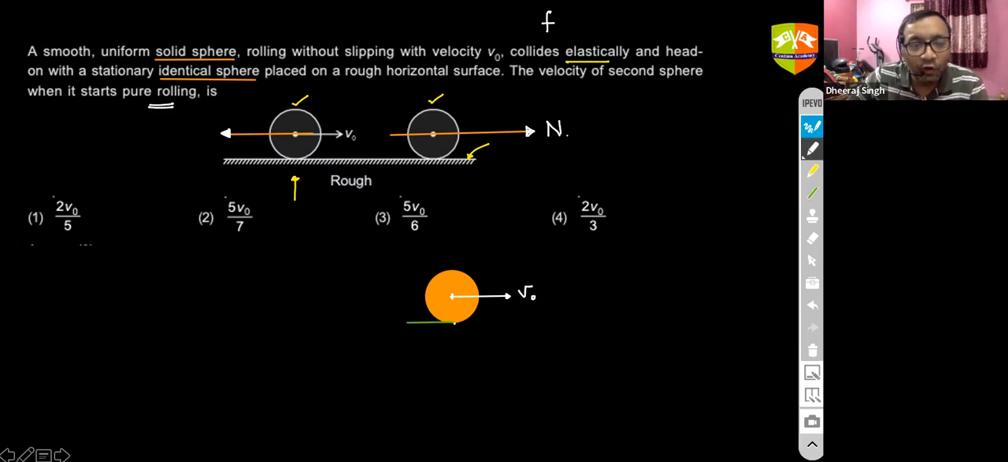Whatever it is, anyway, coefficient of friction is not given to us. So let's say friction is F. The best thing about the kinetic friction is it remains constant. So if sliding is happening, the deceleration will be constant. So you can use equations of motion.